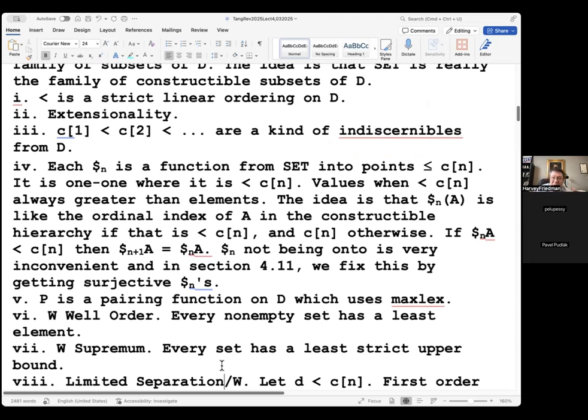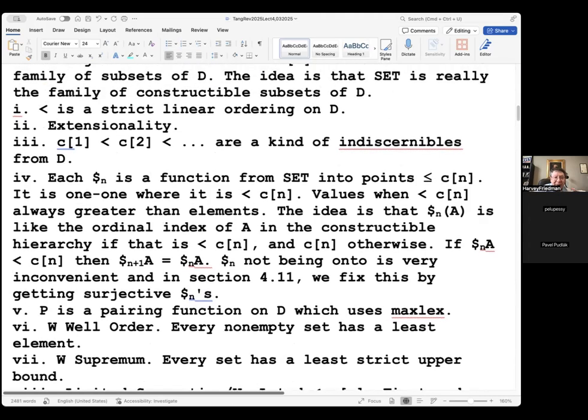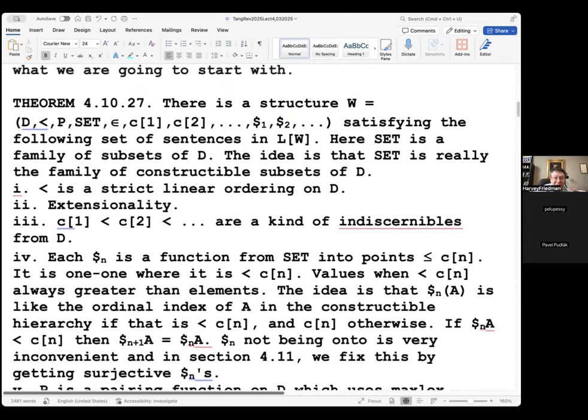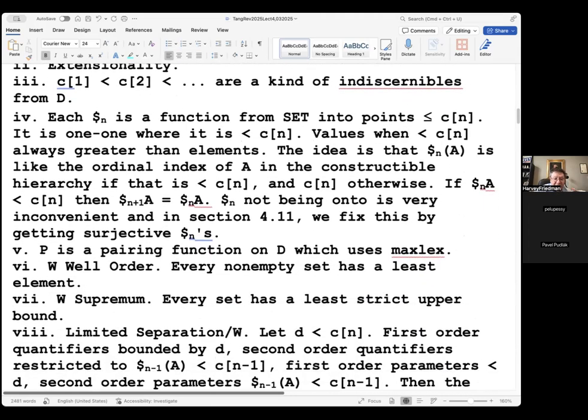All right, now we have internal well ordering. Every non-empty set has a least element. And by set, I mean a member of capital S, E, T, right? Set in capitals. Every non-empty set has a least element. Every set has a least strict upper bound. Remember, sets are just sets of points. Points are elements of D.